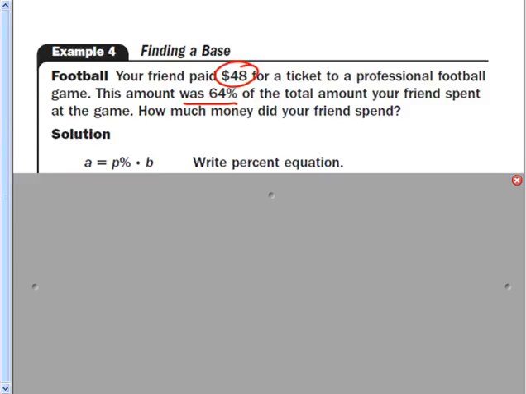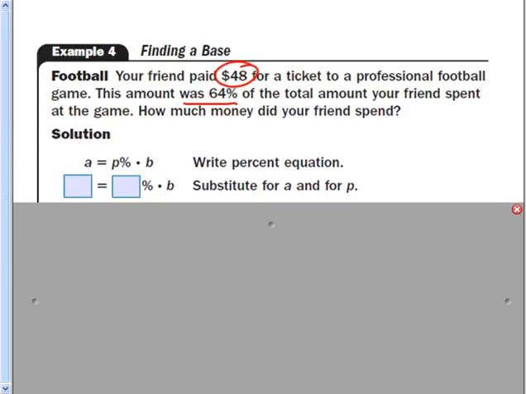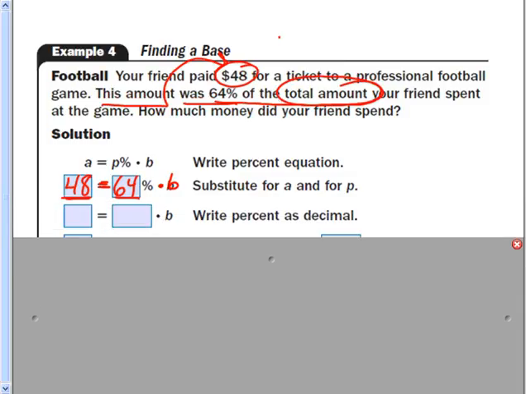So there's our percent equation, same old equation. We know the percent, 64%. We have to think, what number is 64% of the whole? Well, they told us that this amount, this $48, is 64% of the whole. And the question was, how much? It was 64% of the total amount. We don't know the total amount, so that's the base, that's the unknown. We're going to write the percent, 64 hundredths, as a decimal. And then we're going to solve.